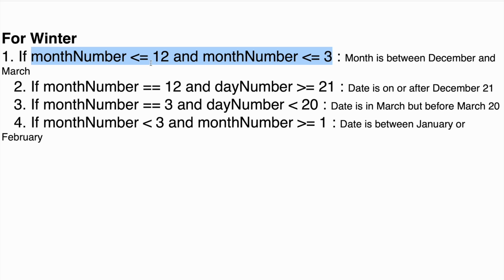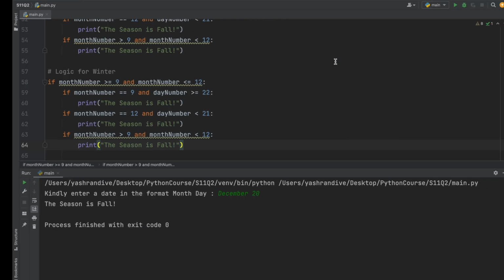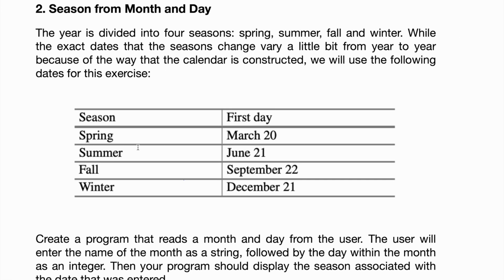Now why so? So we're checking if the month comes before December or is December and the month comes before March. Why? Because simply the winter season is from December, which is month number 12, and we just have 12 months, so we can't check for any month greater than 12, right?